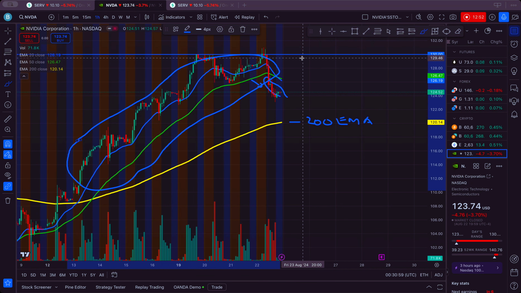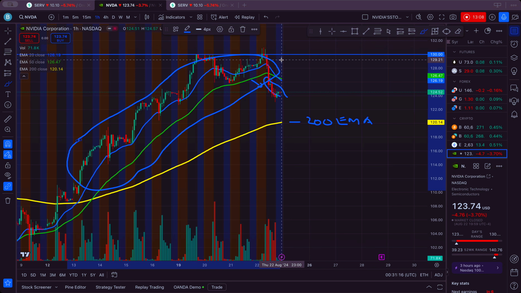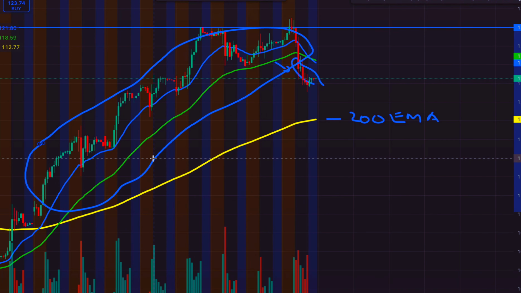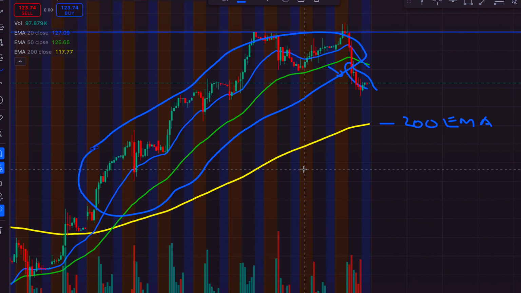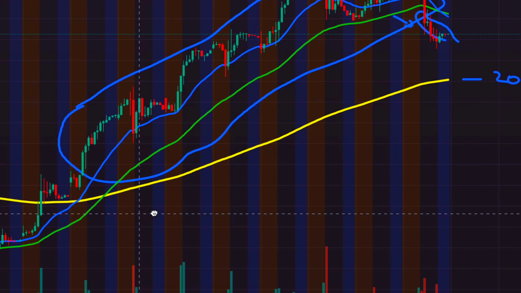Yesterday the price closed under 130, and this morning when the market opened, the price opened above 130, but the price went down later on. I mean, when the price is above the 200 exponential moving average, it suggests a long-term uptrend, indicating a bullish market sentiment. When it's below, it signals a long-term downtrend. Let's see if that is the case here.